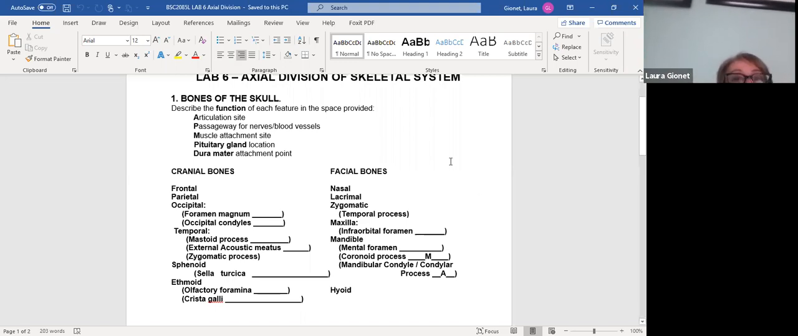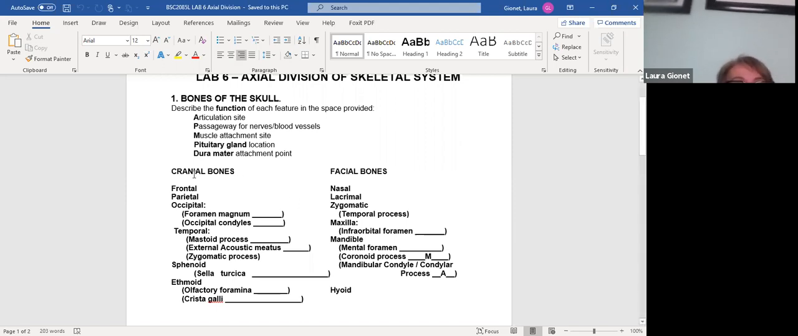Okay, so we're looking at the bones of the skull first as part of the axial division. And it asks you at the top to describe the function of each feature in the space provided. We're going to use A for an articulation site, or if it forms an articulation, P for passageway, for nerves or blood vessels, M for muscle attachment. Pituitary gland location and dura mater attachment point are specific to a couple features we're going to look at here. But most of the time, you're just going to be using an A, a P, or an M, and every once in a while, there'll be something unique about that particular feature.